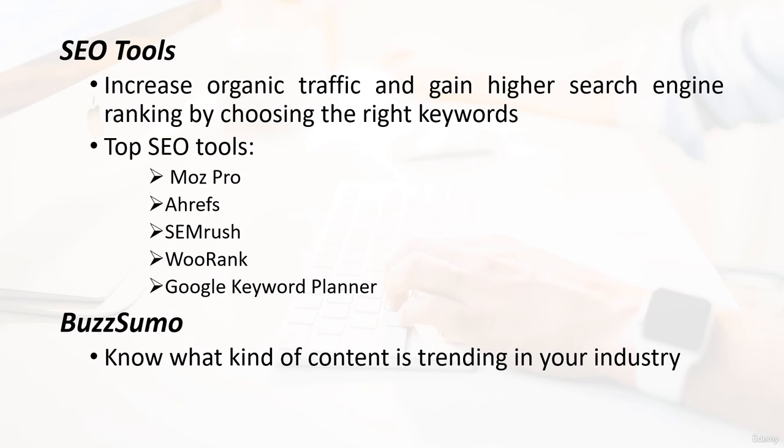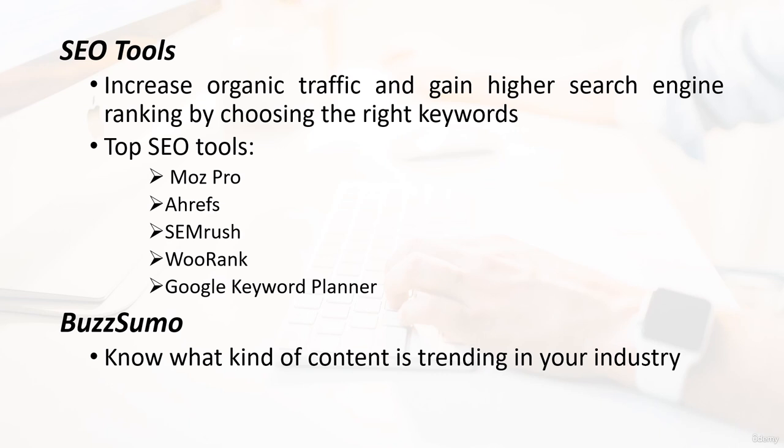SEO tools. To increase organic traffic for your website and to gain a higher ranking in your search engines, you need to have a solid SEO strategy. The main aspect of having a successful SEO is by using the right keywords for your business blog. However, finding the right keywords isn't a mere guessing game. You need to have the right SEO tools for keyword research. Here are the best SEO tools you can use: Moz Pro, Ahrefs, SEMrush, WooRank, Google Keyword Planner.